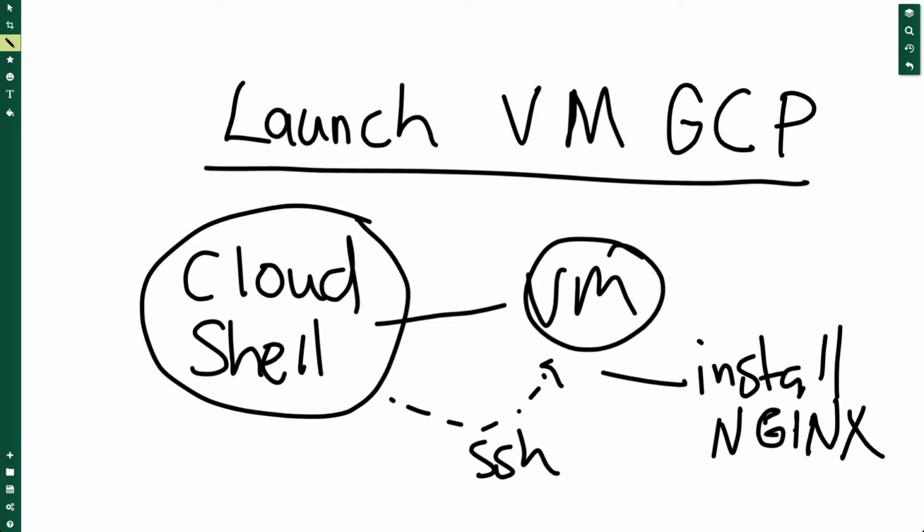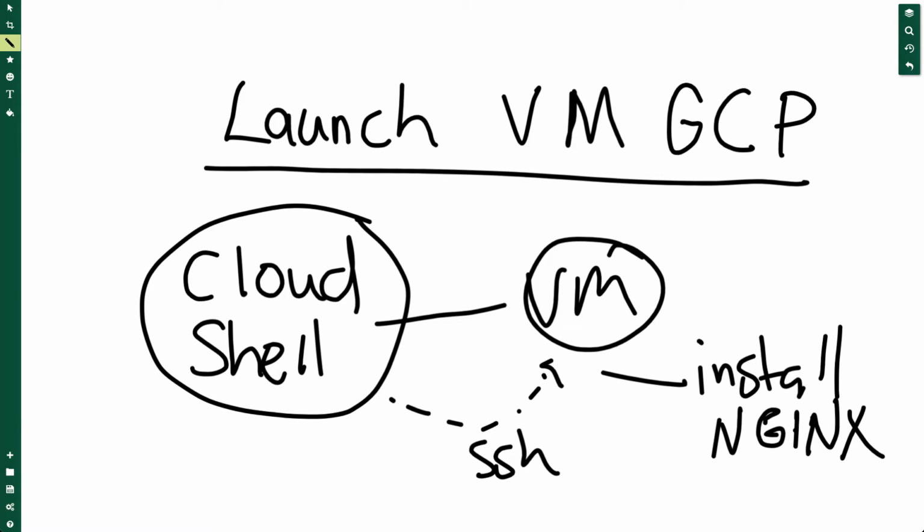Let's go through how to launch a virtual machine on the Google Cloud platform. What we're going to do is spin up a Cloud Shell environment and then tell it from the command line to instantiate a virtual machine. Once we've done that, we'll SSH in and then install a web server called Nginx. Let's go ahead and get started.